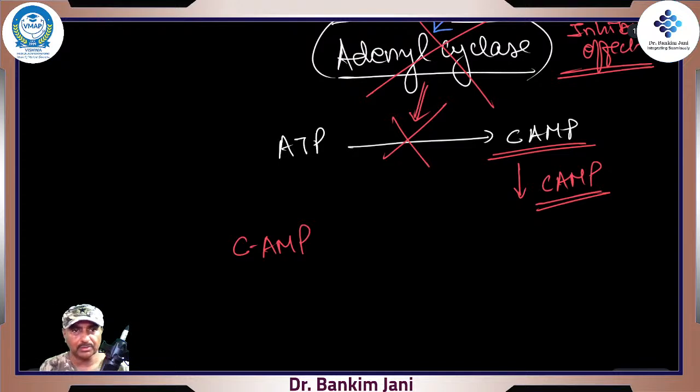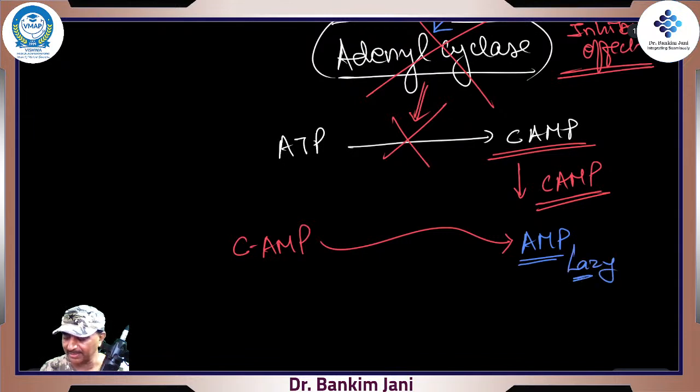once it is released, will it remain there? No, right? Cyclic AMP also gradually gets converted to AMP, adenosine monophosphate. And this adenosine monophosphate is lazy. It won't work, right? The good one is for stimulation and the bad one is for inhibition. Yeah, we can take it like that.